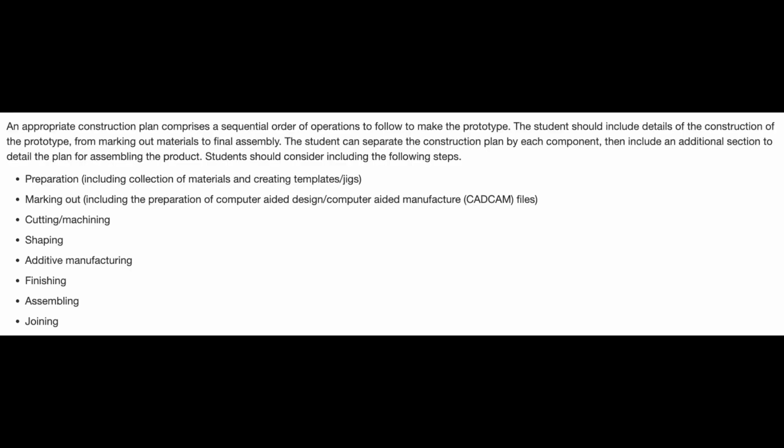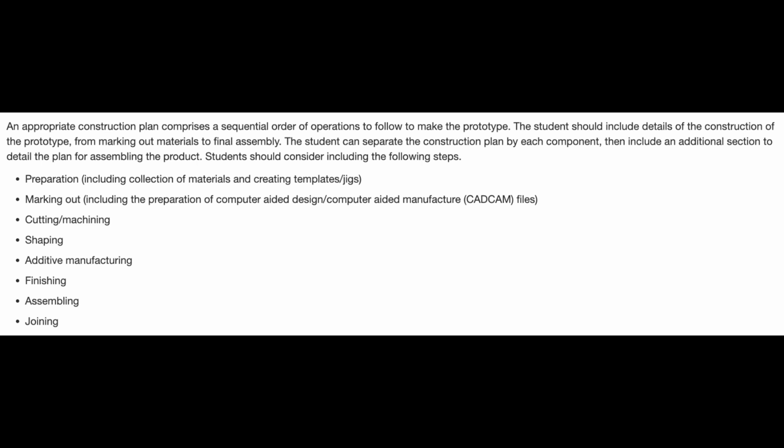This video is guidance on Criterion C Strand 3, in which you will produce a detailed plan for the manufacture of your prototype. Your detailed construction plan should include all of the processes, equipment, time, and quality control, as well as risk assessment that you're going to need to think about and plan for production of your prototype. An appropriate construction plan comprises a sequential order of operations to follow to make the prototype.